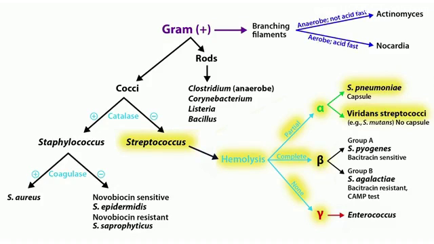Now, beta hemolysis is complete hemolysis, and it's seen as a clear zone around the colony. Group A strep, also known as strep pyogenes, demonstrates beta hemolysis. This can be confusing. Don't think that the A in Group A strep indicates alpha hemolysis. It does not. Group A strep exhibits beta hemolysis. Group B strep, or strep agalactiae, also exhibits beta hemolysis. Finally, there's gamma hemolysis, where there's no evidence of hemolysis. Enterococcus usually exhibits gamma hemolysis, as does Streptococcus bovis.